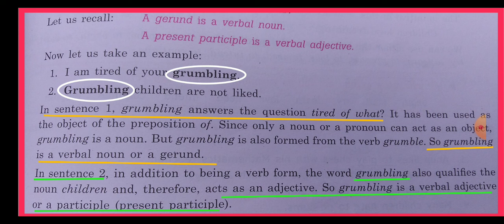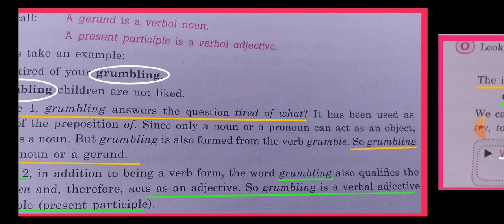Here in sentence 1 it is working like a noun, so it is a gerund. But "Grumbling children are not liked." Here grumbling is working like an adjective. So here it is working as a present participle in the sentence.